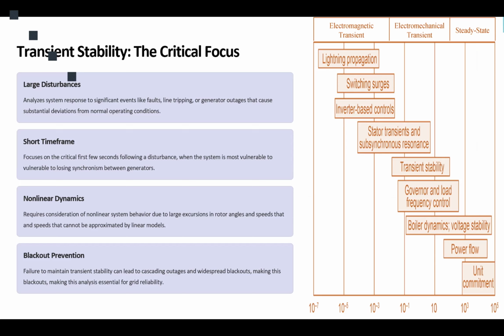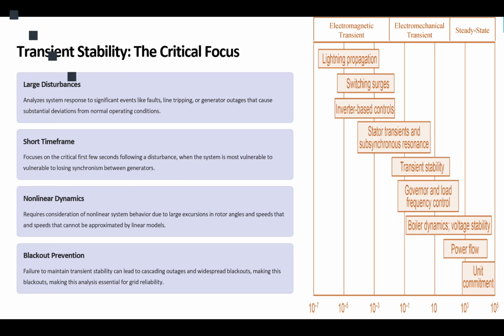Now, in transient stability, we have some critical focuses that we have to keep in order to make sure that our analyses are comprehensive and cover everything. Before I get to that, I put a time scale graph to make sure you understand what I mean by transient stability and steady state, the difference between them, when we're talking about incidents that could happen in a system.